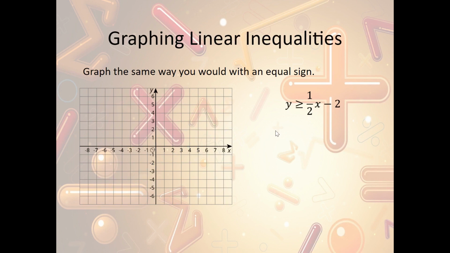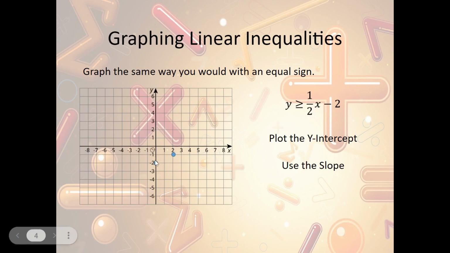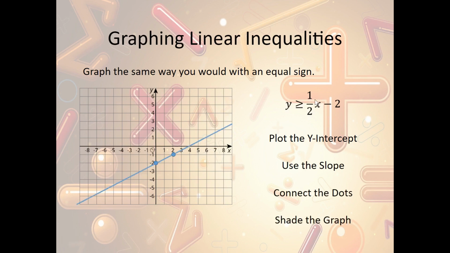Well, with inequalities, we're going to graph them the same way. So just like we did before, we're going to plot the y-intercept, which in this case is negative 2, so I go down 2 and plot that point. Then I use the slope to plot the second point. This is change in y, so we're going up 1 to the right 2. Plot my point, connect the dots, and now I have my line. Now the difference is we're going to shade where the y values are bigger than the line.